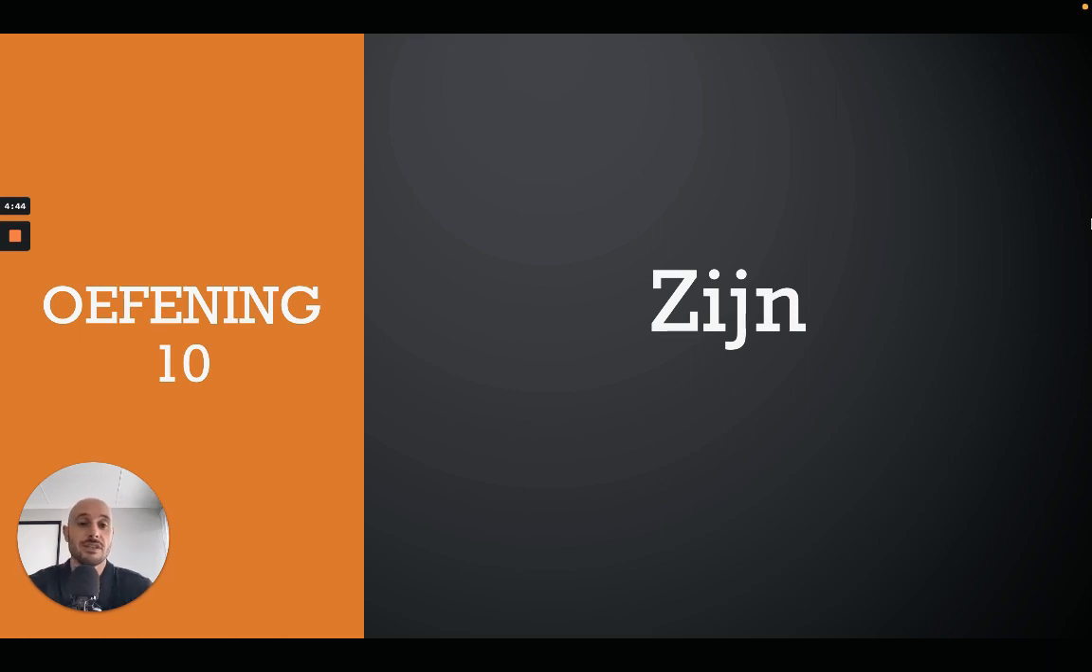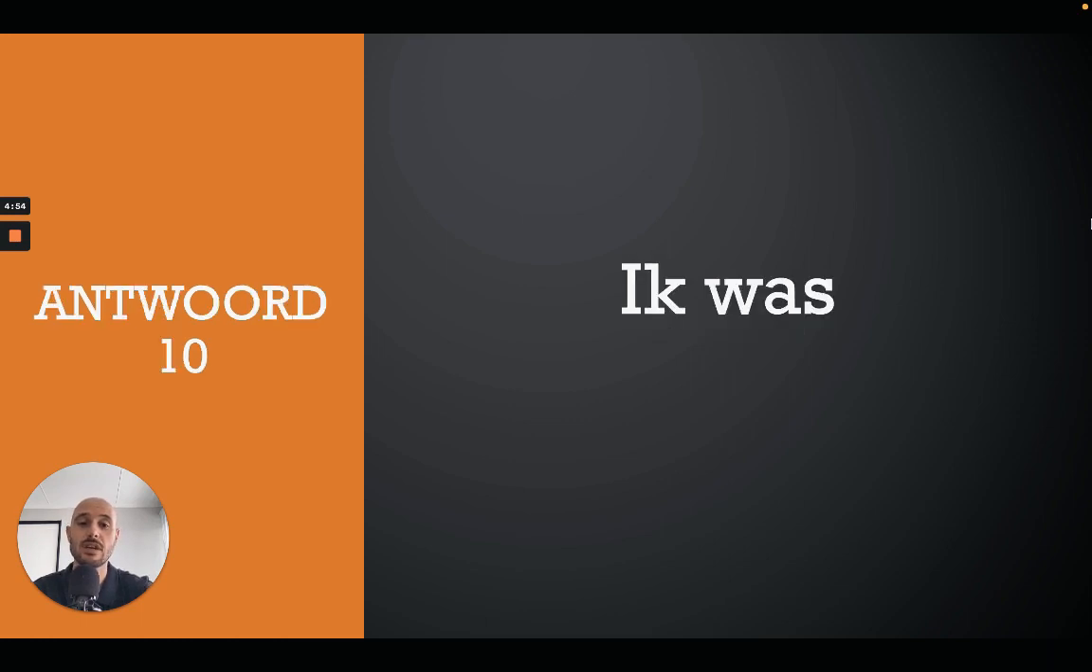Then we have one of the basic verbs of the Dutch language. We have the verb zijn, to be. So how would you say I was? Well, very close to English. Let's give a look. And it's ik was. I was is ik was.